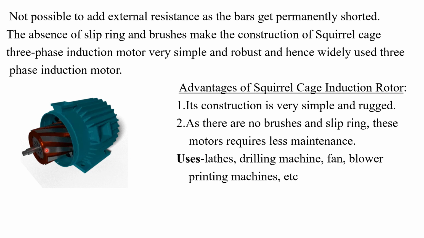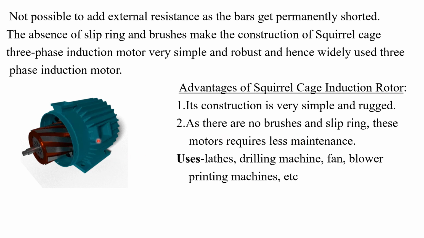Since the copper conductors of the squirrel cage induction motors are permanently short circuited, it is not possible to add external resistance. In addition, slip rings and brushes are absent in this case, so the construction is very simple and robust, and they are widely used. Based on this, we can see the advantages of squirrel cage induction motors. Their construction is very simple and rugged. Due to the absence of brushes and slip rings, they require less maintenance.